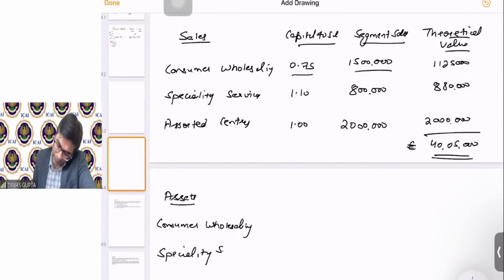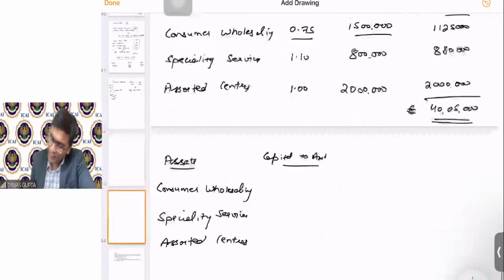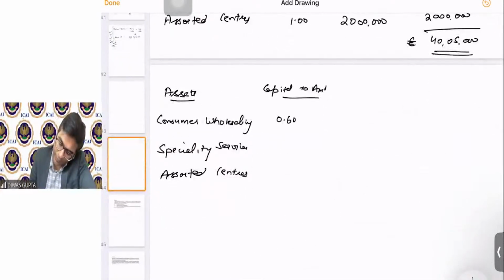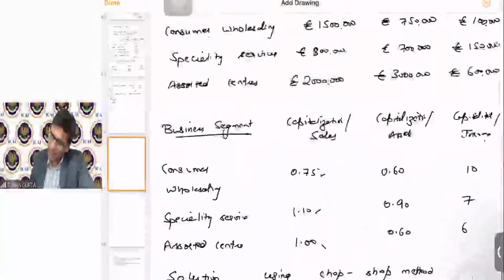Specialty services and assorted centers. This will be capitalization to assets, right? What is the ratio given? 0.60, 90, and 60, right? What is the asset base? Asset base is 7.5, 7, and 30.